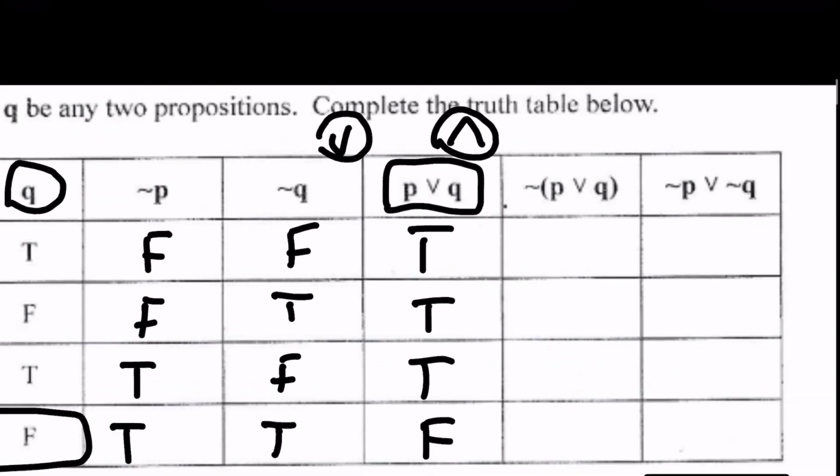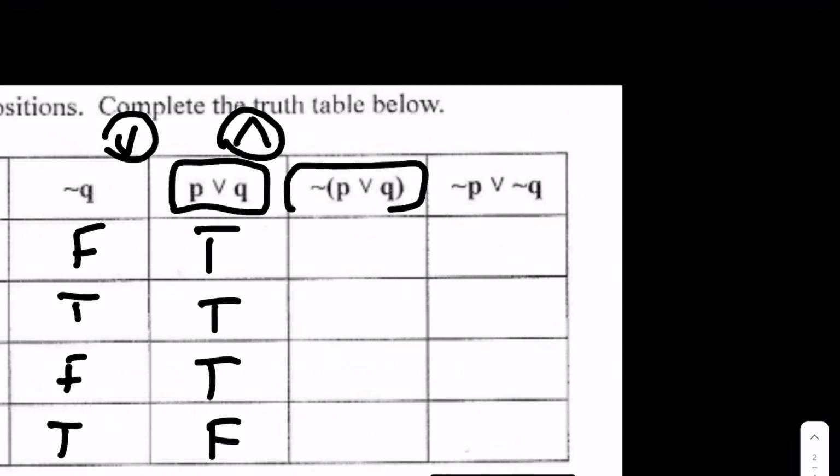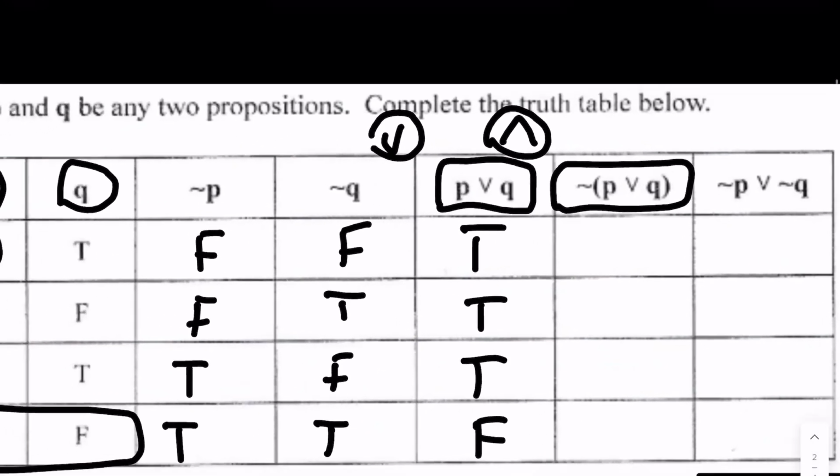And now for the negation of P or Q, remember, don't get frightened or startled and just start to use De Morgan's law and flip it, because I know some people might start using De Morgan's law. No, you just did P or Q in this last column, so you just have to negate whatever you had there.